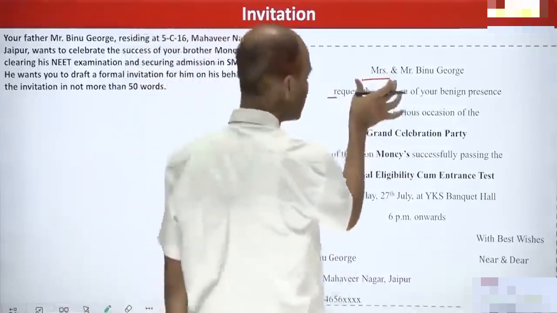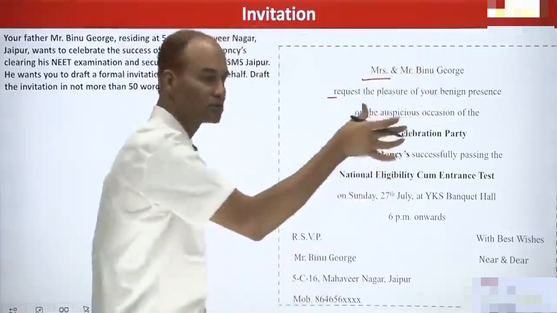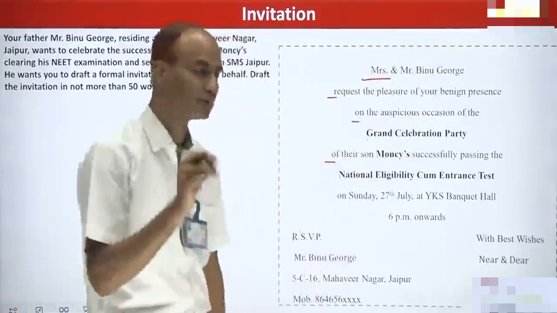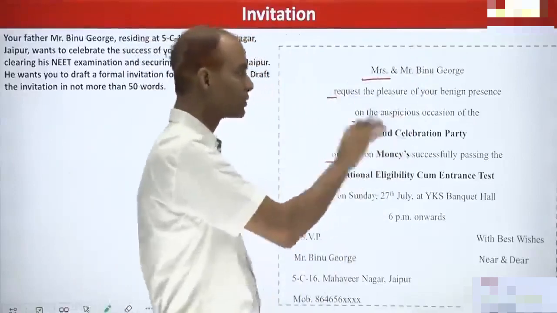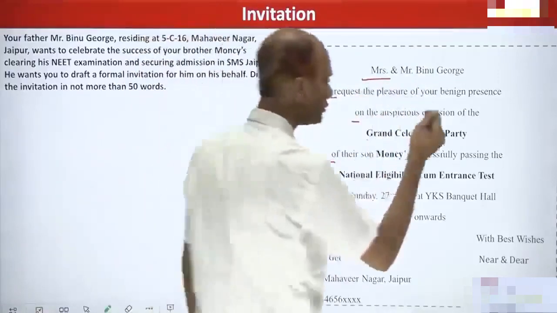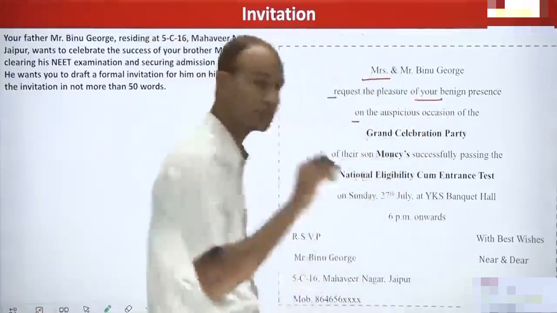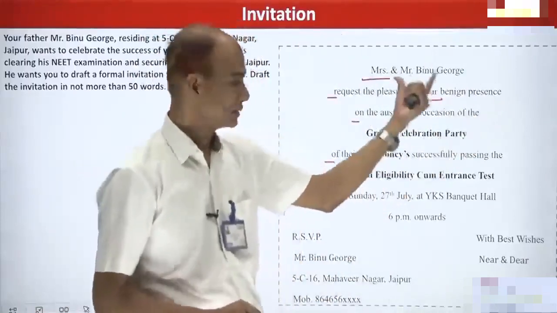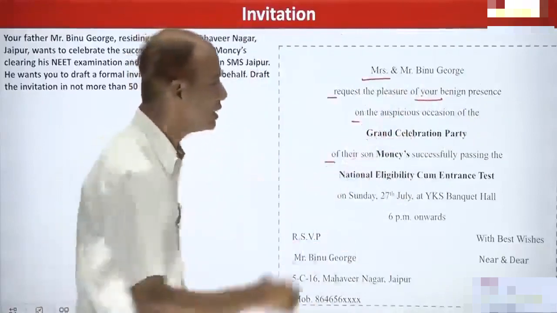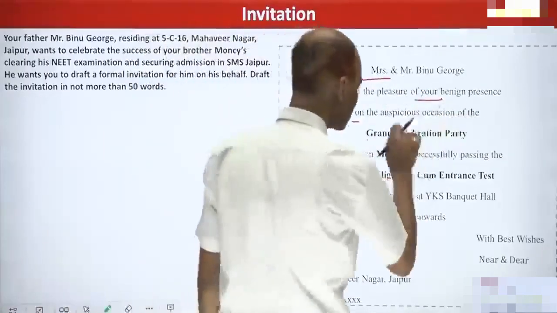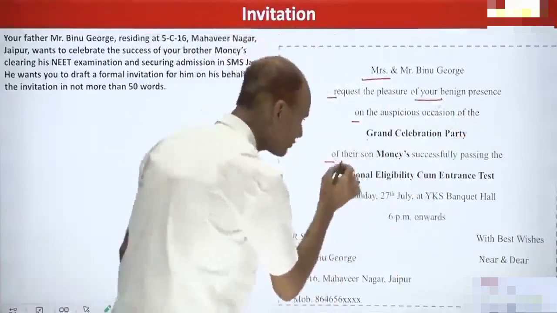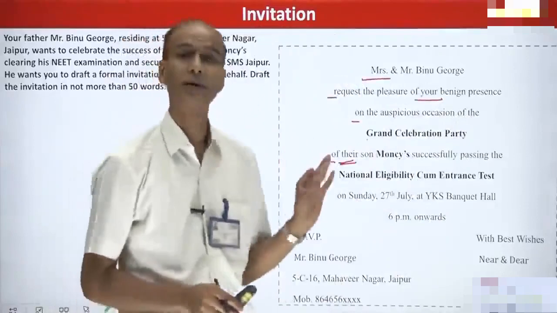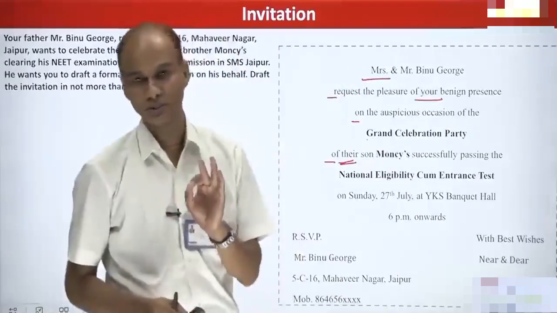Then here it is plural, Mrs. and Mr. Binu George. That's why "request". If you make it "requests" by adding an S, that will be wrong. So, request the pleasure of your benign presence. I said second person pronoun, your benign presence. So we are using second person, on the auspicious occasion of the grand celebration party of their son. Third person pronoun. So that's what I meant. Second and third person pronouns are to be used in this.